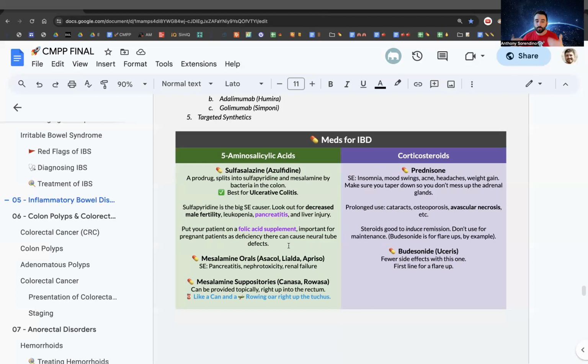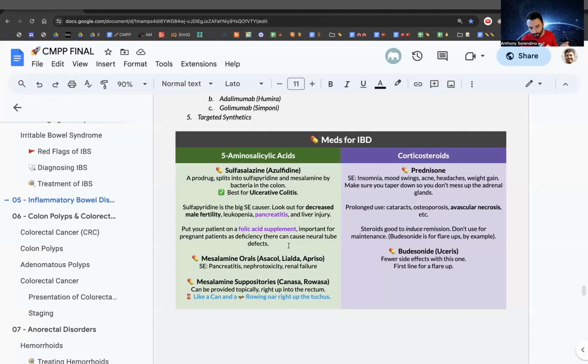Okay, then we can do mesalamine, and there's two different routes. We can do oral. That's our Asacol, our Lialda, and our Apriso. These are mesalamine orals. Side effects here also pancreatitis, but now we're getting nephrotoxicity and renal failure as well. We can do mesalamine as a suppository. So it can be provided, technically topically, but right up into the rectum. And that's Canasa and Rowasa.